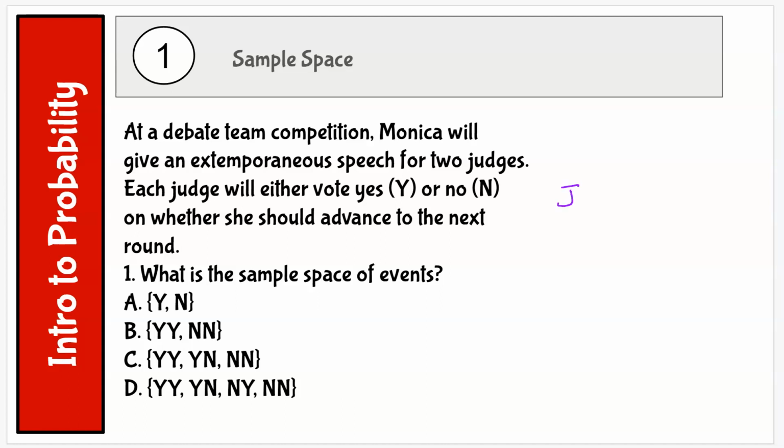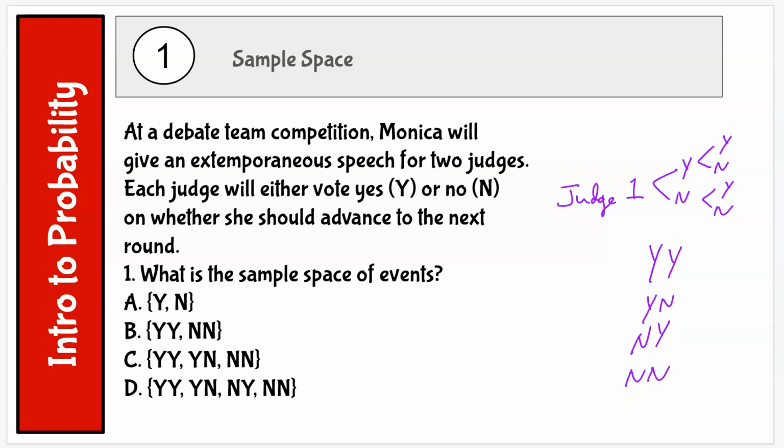So if judge 1 has an answer and says yes or no, then judge 2's answer could be yes or no, yes or no. So all of my possible answers here could be yes-yes, yes-no. They could also have a no-yes, or a no-no. So there are really 4 different ways that those two judges could have voted, and our sample space would be all 4 of those.